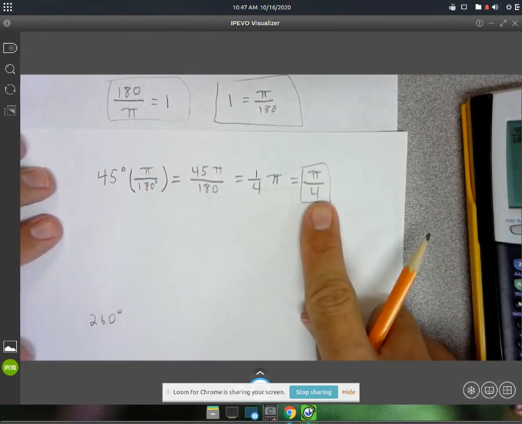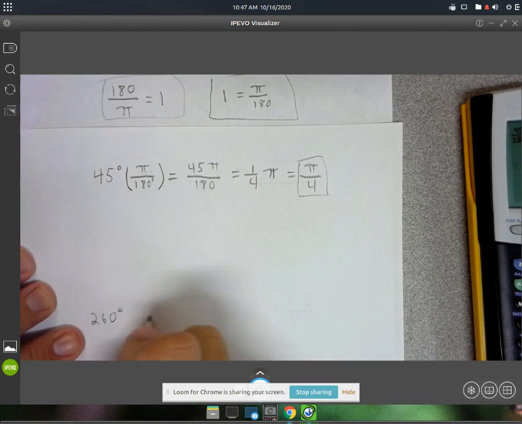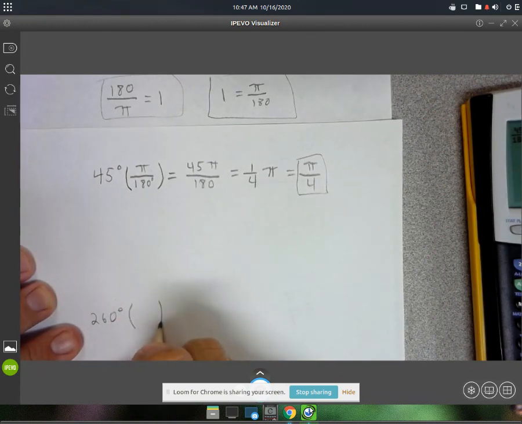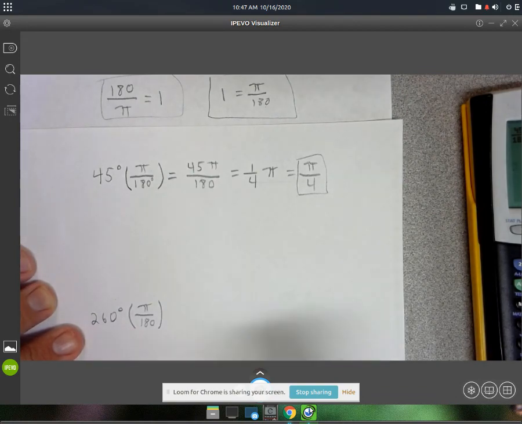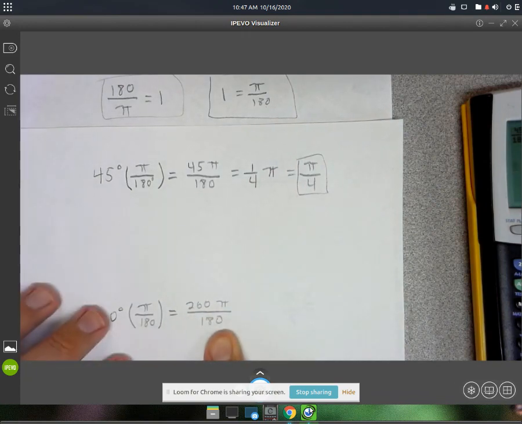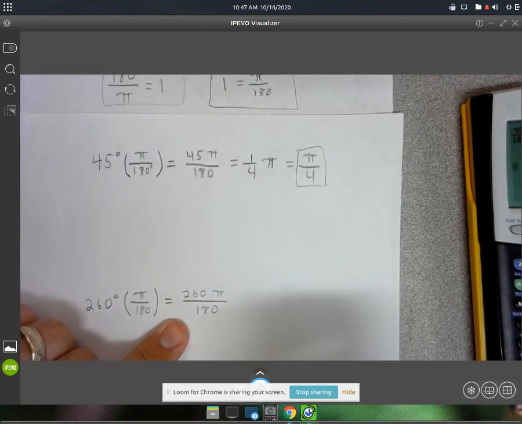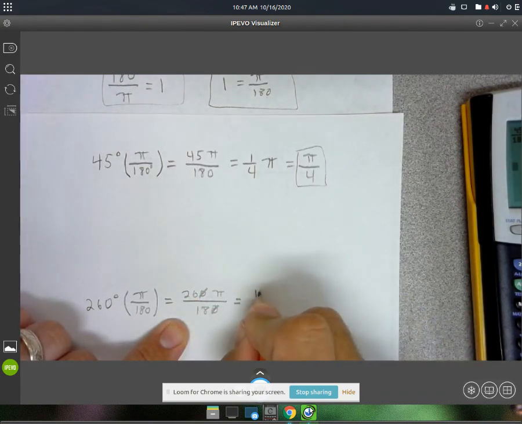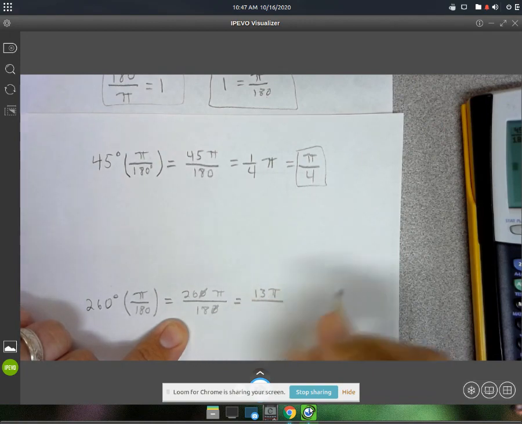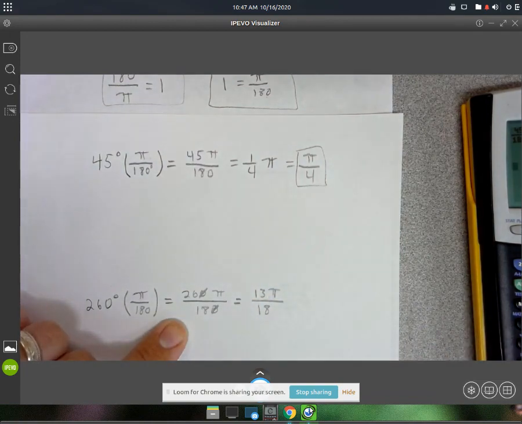Here we've got 260 degrees. Okay, we'll do 260 multiplied by the same factor here, pi over 180. So we want those degrees to cancel with each other. So we get 260 pi over 180. And this one's simple enough just to simplify without the calculator. The zeros cancel. Just divide both sides by 10. And then 26 and 18, you'll simplify those by 2. So we have 13 pi on top and 18 on the bottom.